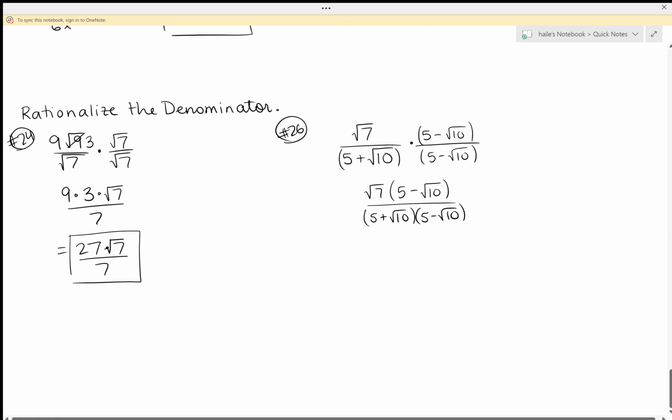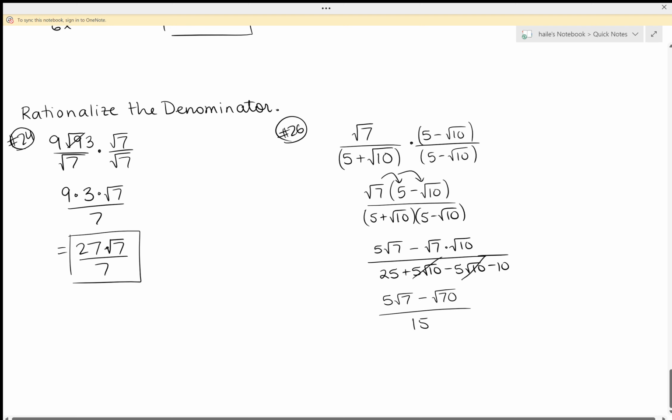And finally, we just need to distribute across the top and FOIL on the bottom. So we'll have 5 times the square root of 7 minus the square root of 7 times the square root of 10 over 25 plus 5 root 10 minus 5 root 10 minus 10. So now we get 5 times the square root of 7 minus the square root of 70 over 25 minus 10, which is 15.